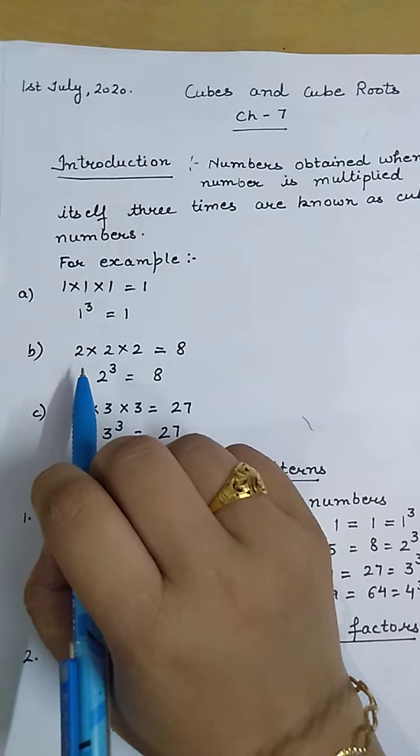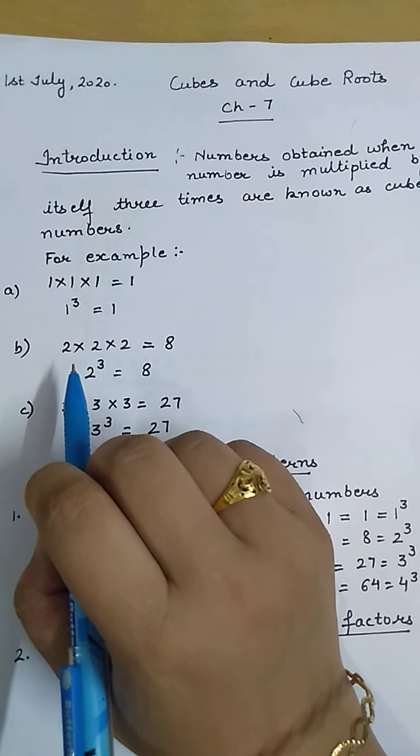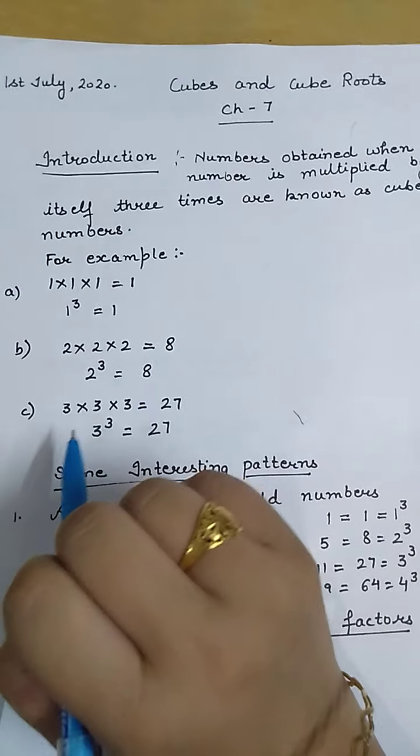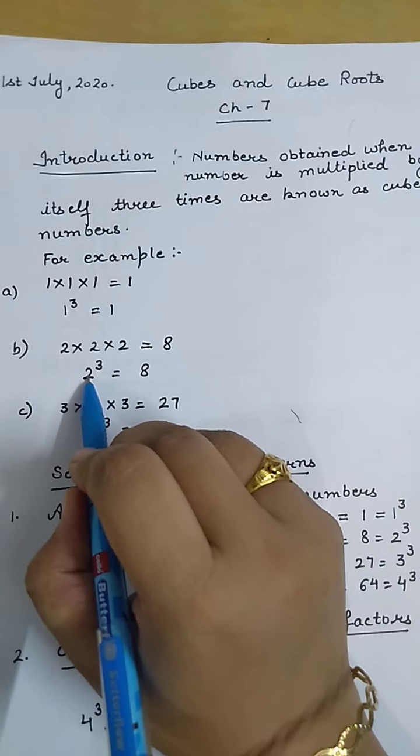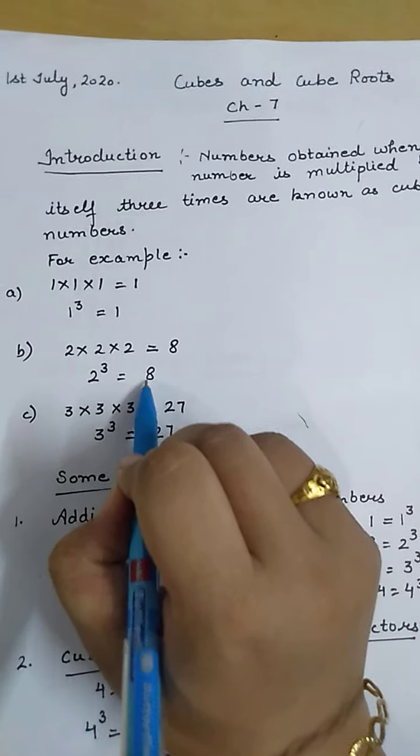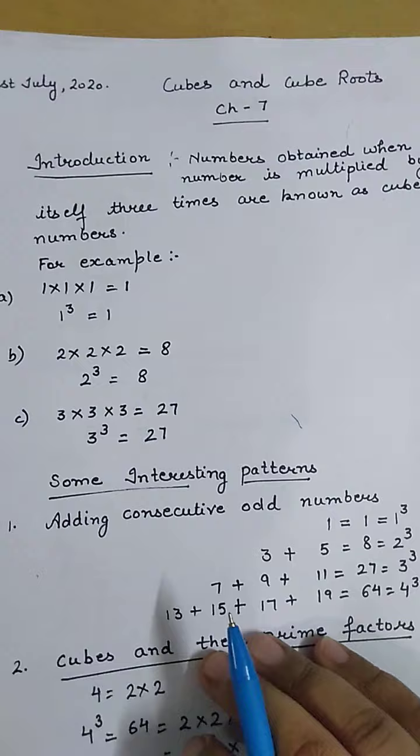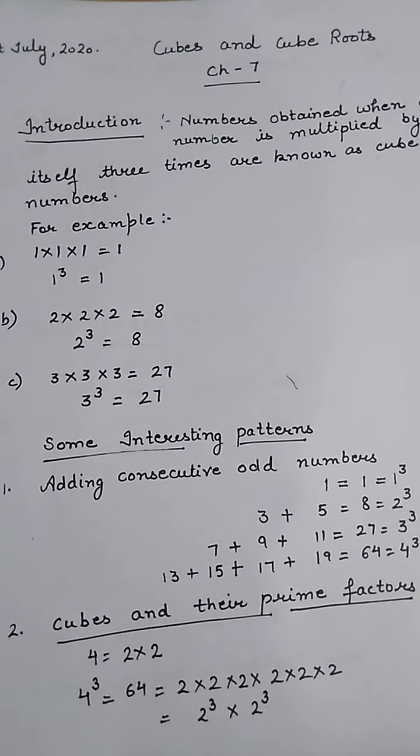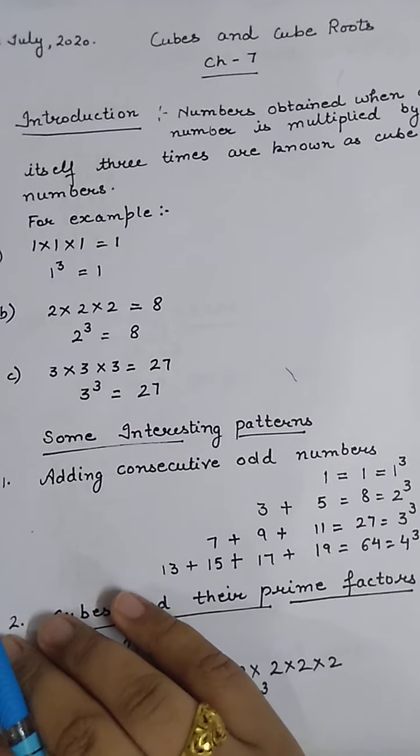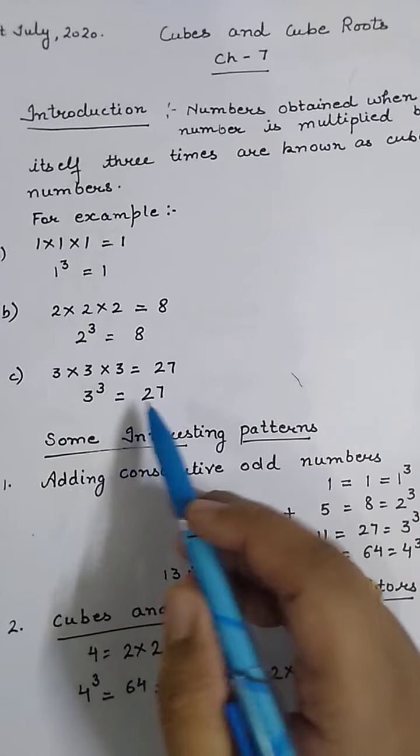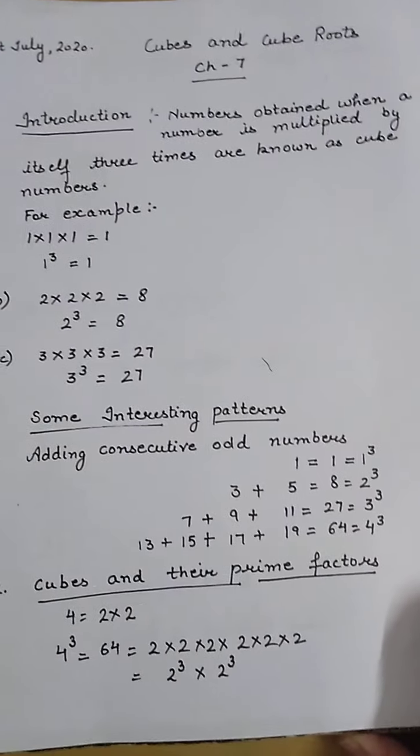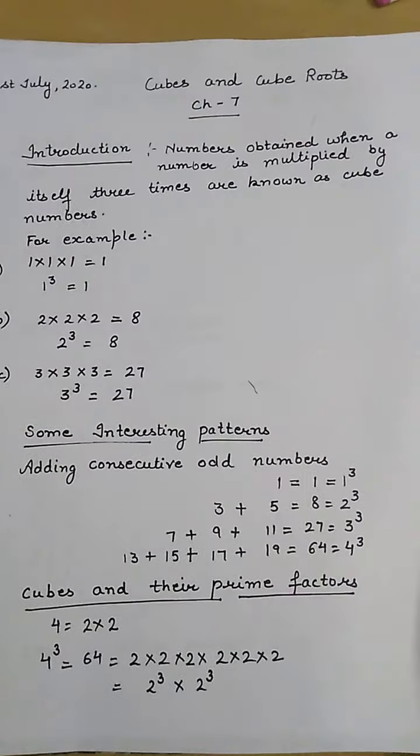Now the next is find the cube of 2. Suppose I need to find the cube, so I will multiply 2 three times. It will give you 8. The cube of 2 will be written as 2 raised to the power 3 is equal to 8. Now 3 into 3 into 3 will give you 27. So 3 raised to the power 3 is equal to 27. Now the cube of 3 is 27. Now we have some more interesting patterns that will help you to find the cube.